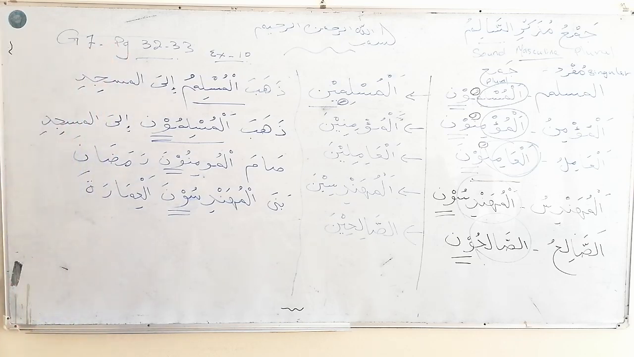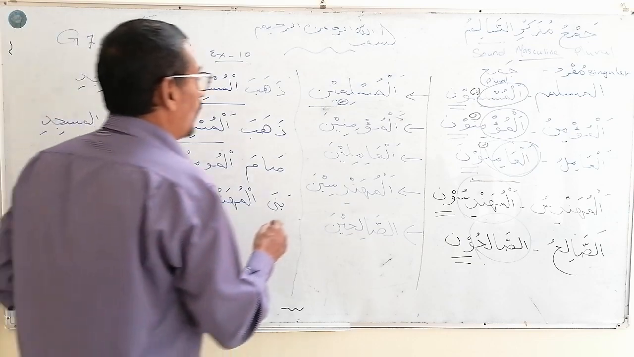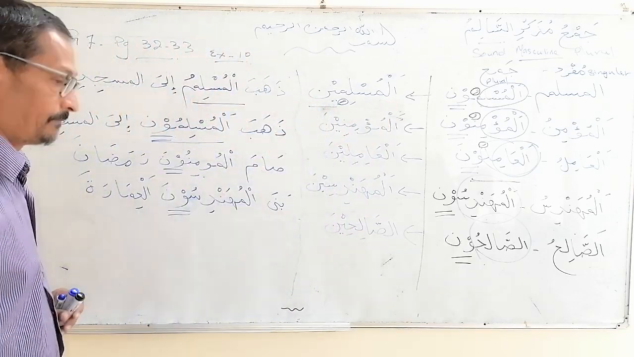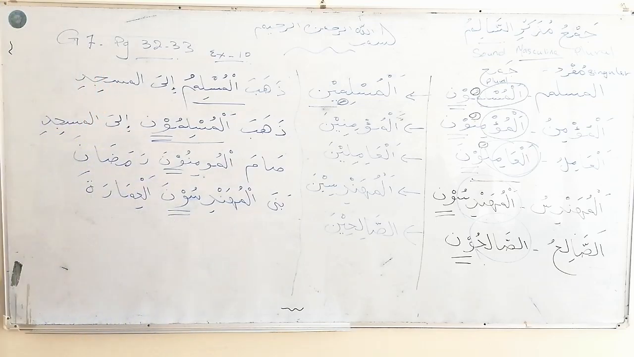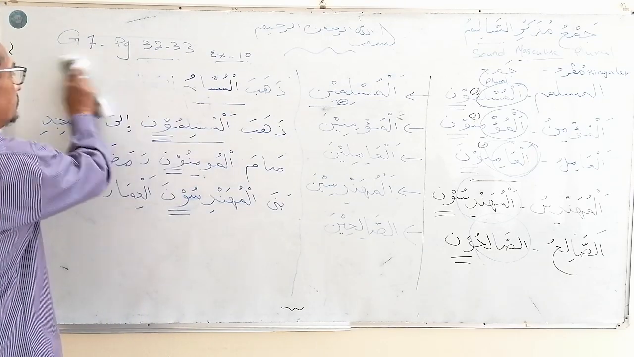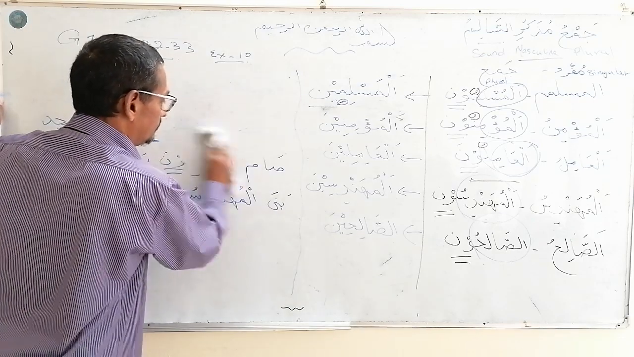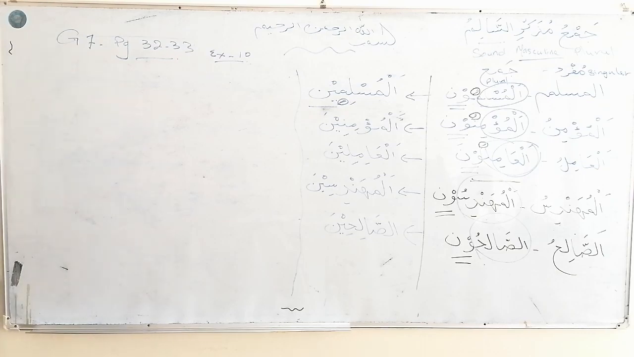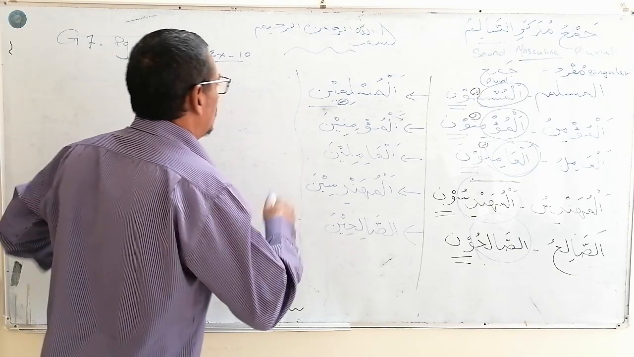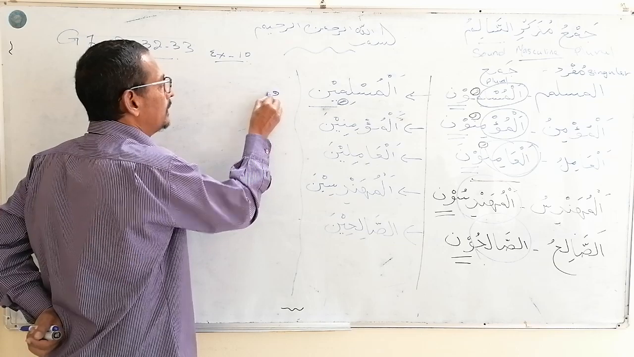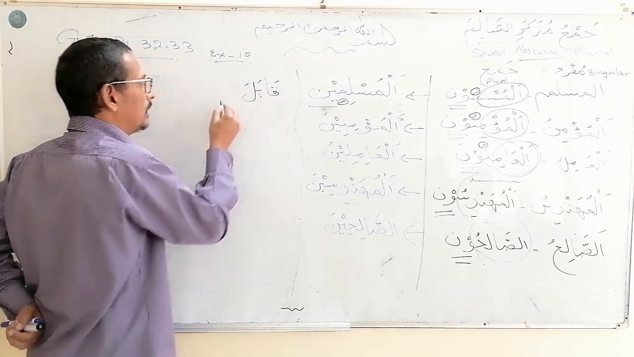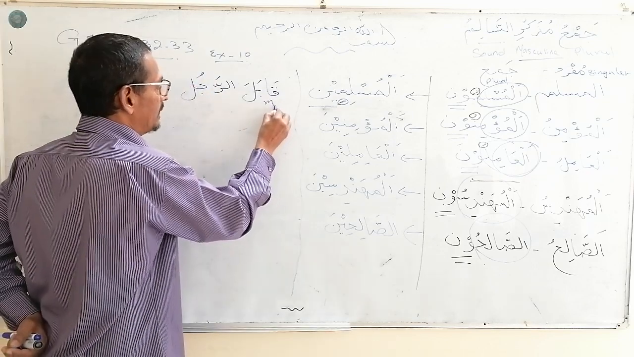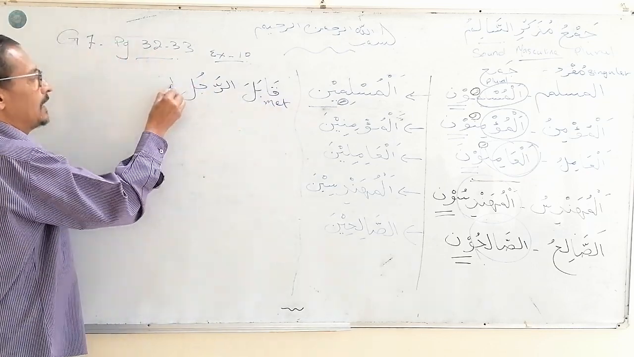That is clear for the first part of this exercise. We are going to solve the exercise. But before this, we are going to learn where sound plural ends with ya and noon. Very simple. I want to say قابل الرجل. قابل means met. The man met al-muslima.